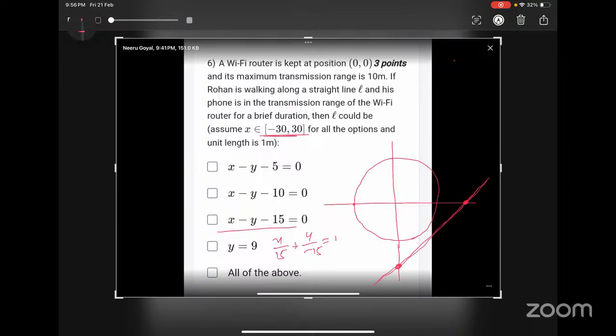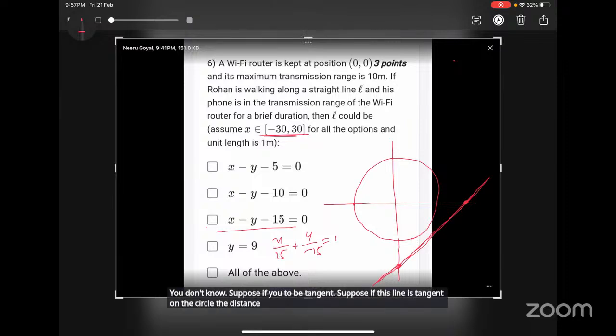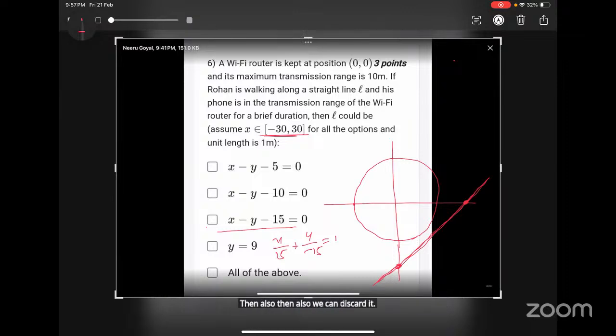But ma'am, it may cut the circle. It may be a secant of that circle. You don't know. Suppose this line is tangent to the circle, then the distance from the origin must be equal to 10, and we can discard it. If it is the tangent of the circle, then also it is outside the range, so we can discard it.